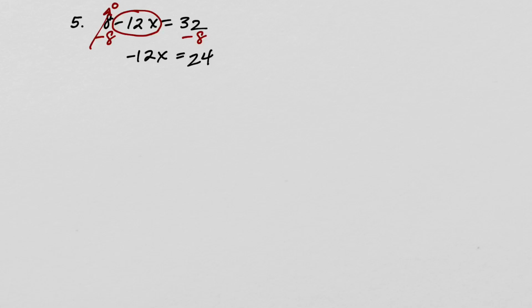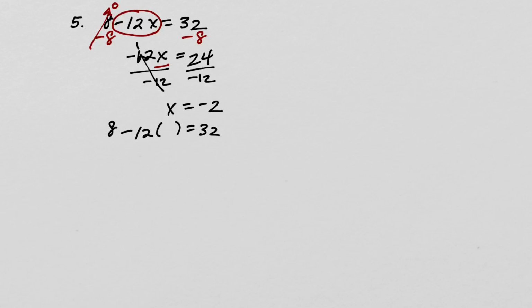Now, remember, I need my coefficient to be 1. It's now negative 12. How do you undo a multiplied negative 12? You divide by negative 12 on both sides. This is going to go to 1. I get x equals negative 2. And again, we're not going to say that's the answer till we check it.